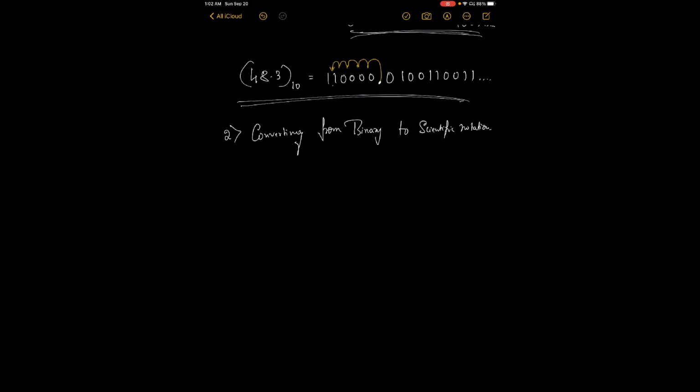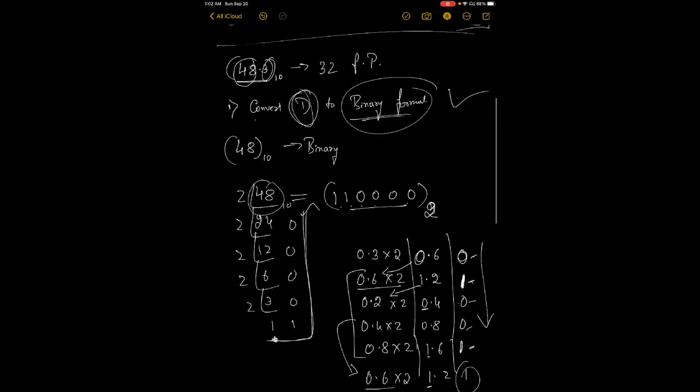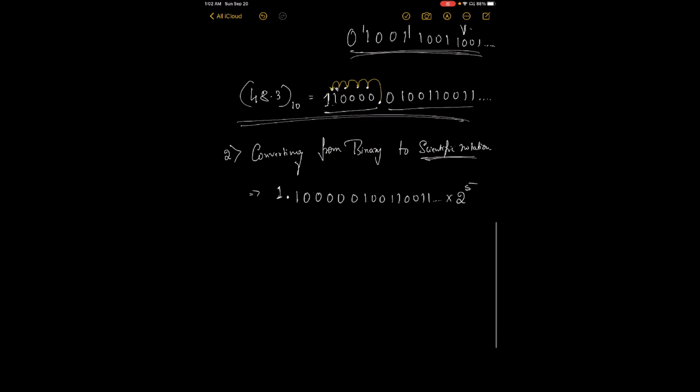So it will be 1.100000, and the rest 0100110011... into 2 to the power of y2, because it's binary, and 2 to the power of the number of bits we hopped. So here it is 1 2 3 4 5. So this is the scientific notation. So first we converted from decimal to binary. After we converted it to binary, we converted it into scientific notation.